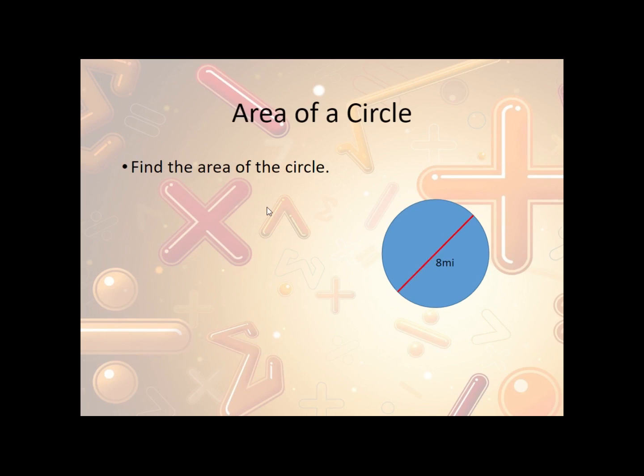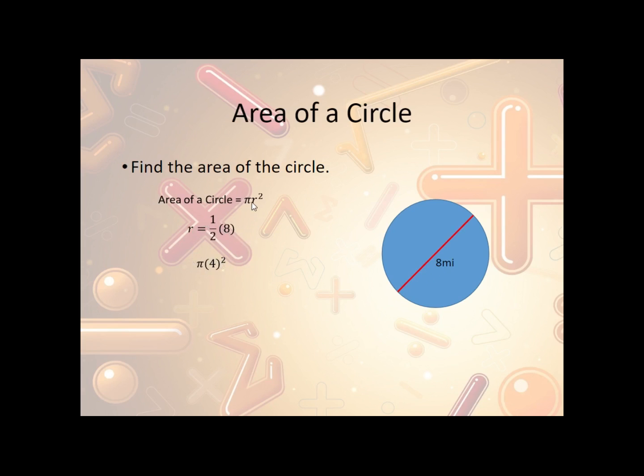Now for this one, again, we're going to find the area, which is pi r squared. But they didn't give us the radius. They only gave us the diameter. Well, we should notice that the diameter is twice as long as the radius. So if we cut this in half, we can get the radius. So half of 8 is 4. So that becomes our radius.